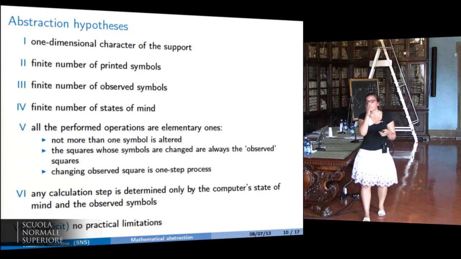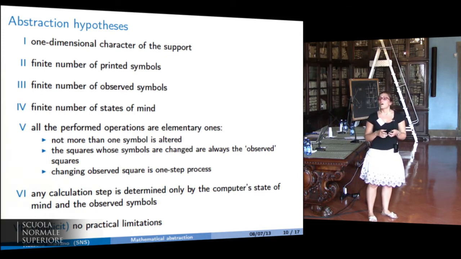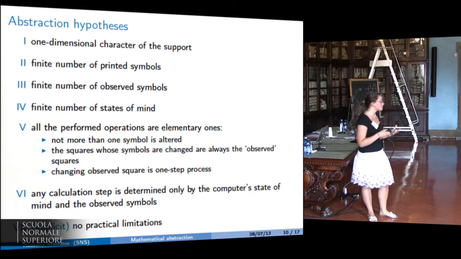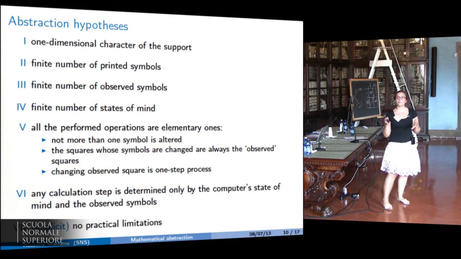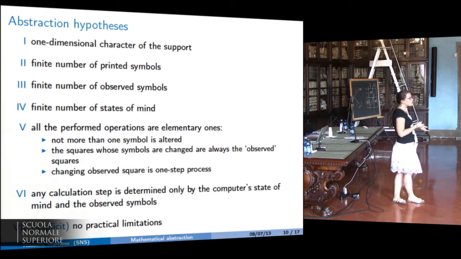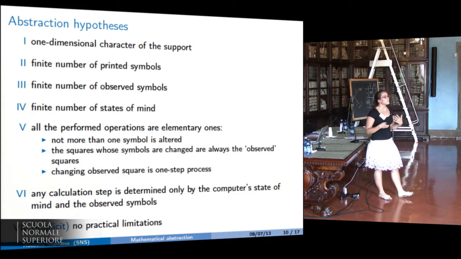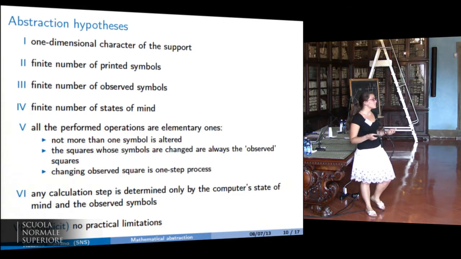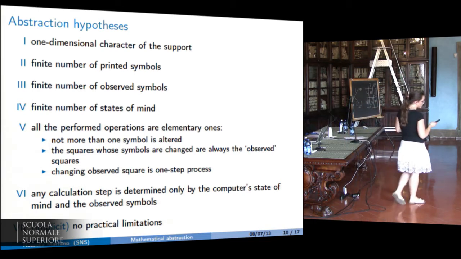A very important point is that any calculation step is determined, and it means univocally determined, only by the computer's states of mind and observed symbols. We should imagine the man computing a number is observing one symbol at a time, and he is in a precise state of mind. This is a very tricky way to say that he knows at which point of the computation we are. It is not a mental state, something like psychological activity, but you can imagine it as a physical state. Just a person with a finger, the point at which he is in the computation.